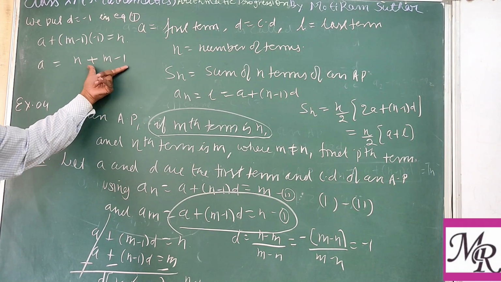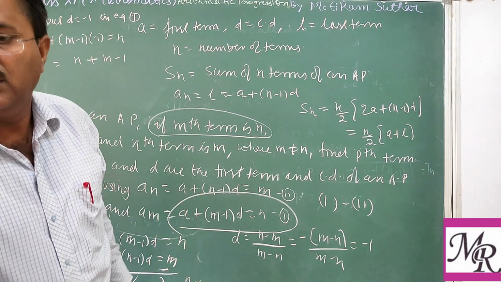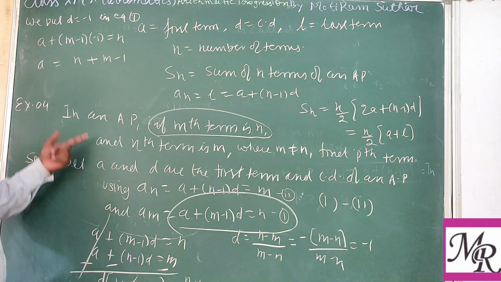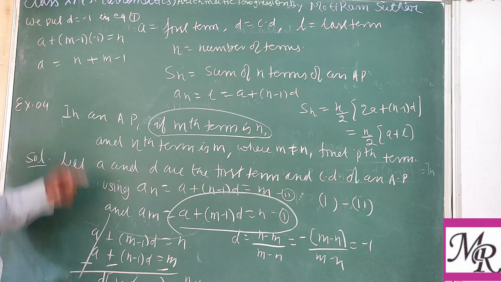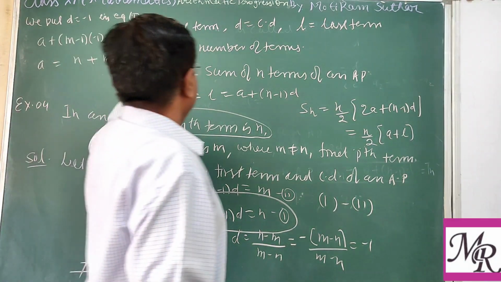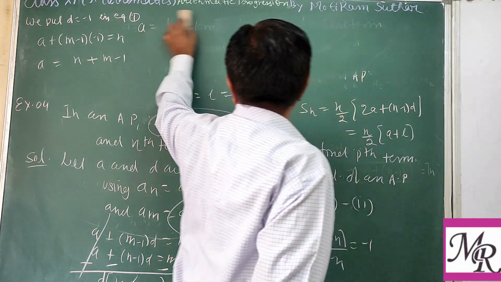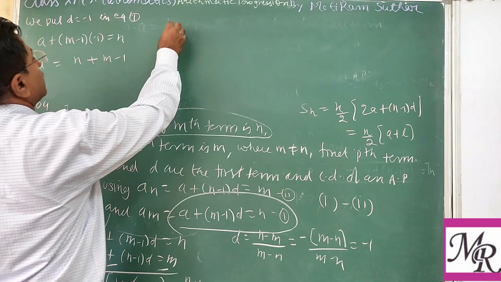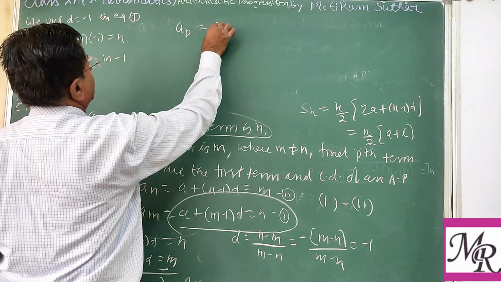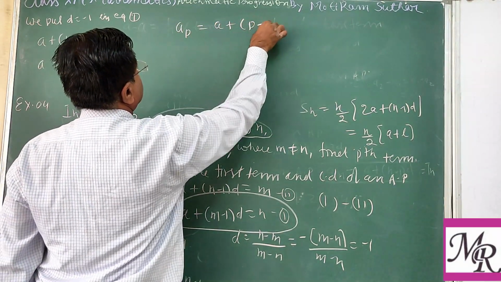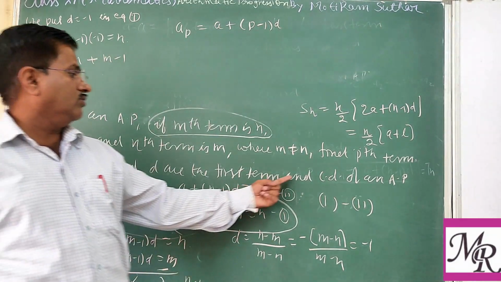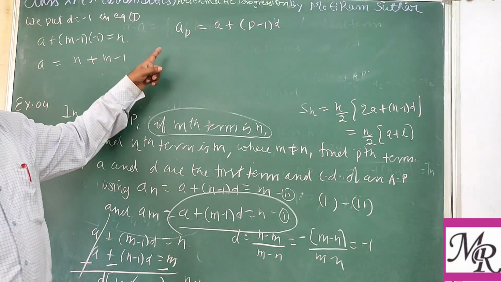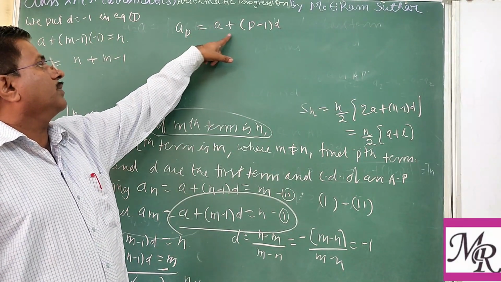So we get the value of a and the value of d as minus 1. To find the fifth term, it's given by the formula: the pth term, AP, equals a plus (p minus 1)d. The question says you have to find the pth term, so it is given by the formula AP equals a plus (p minus 1)d.